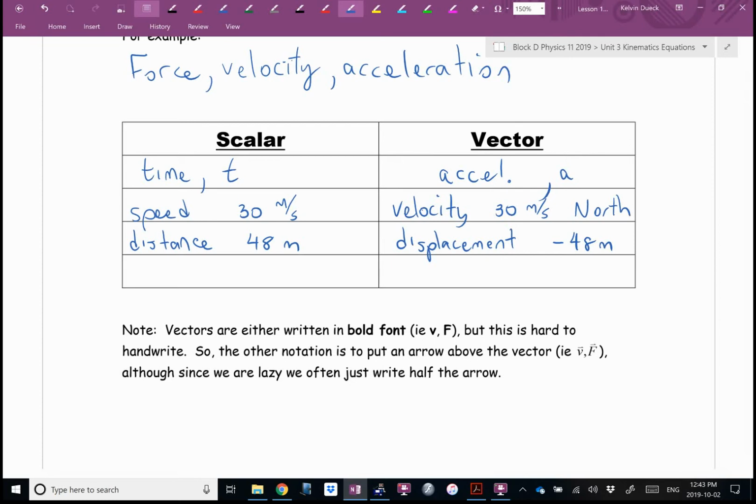Vectors are either written in bold font. In a textbook, they would write, for example, acceleration in a bold font, but that's really tricky to do when we're handwriting. So the symbol for a vector when we're handwriting is we put an arrow above the letter, although since we're lazy, you'll notice over the years it's become just a half arrow. We don't even bother putting the bottom pointy part of the arrow. So up here where I wrote a letter A, because that's irking me, can you put a vector symbol above that? Because that's acceleration.